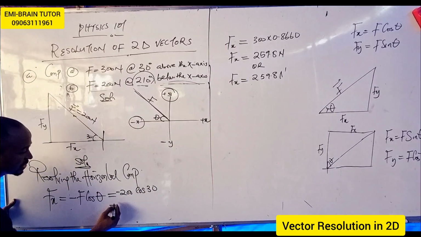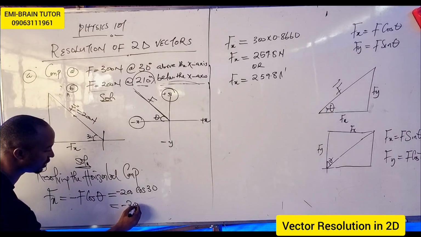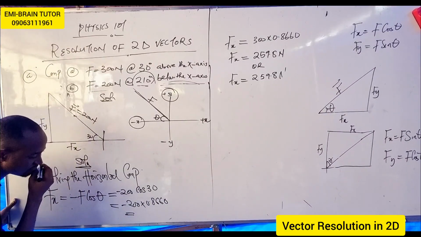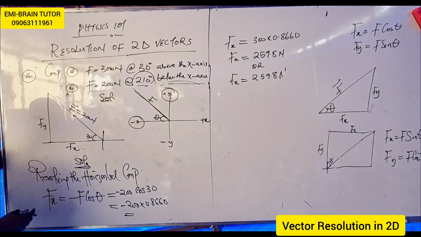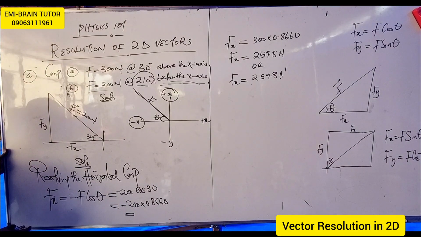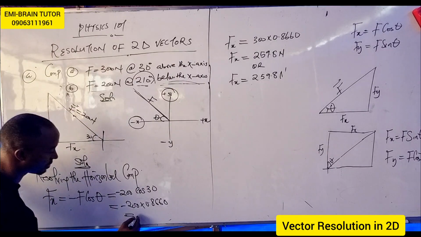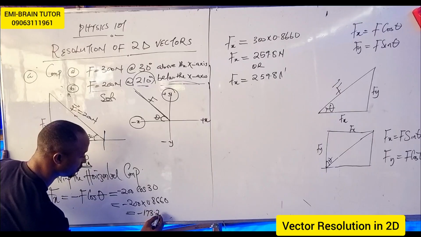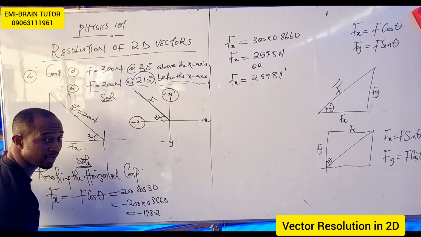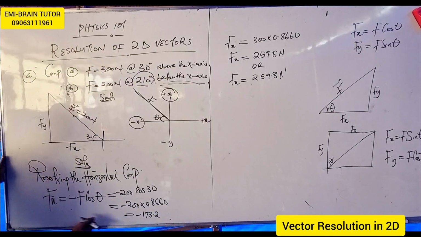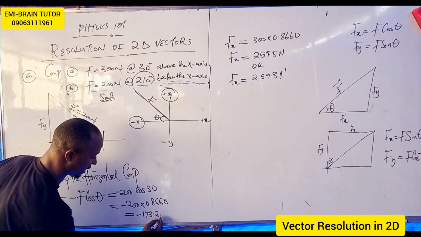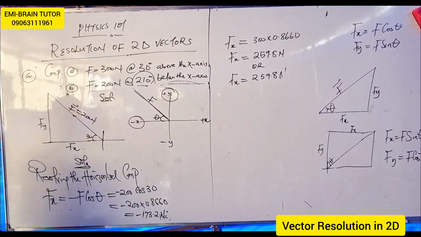And that will give us what? Let's go. What is cos 30? Minus 200 times 0.8660. And what do you have here? Let's go. Check. Minus 173.2 only, right? And Fx will be represented with i. I'll just put mine. That'll be 173.2 i. Thank you.